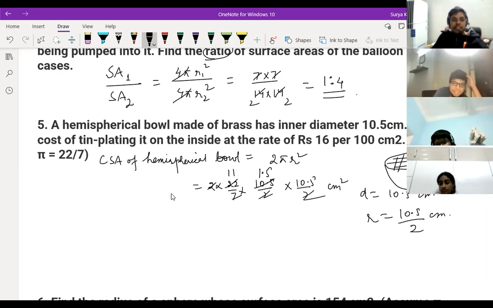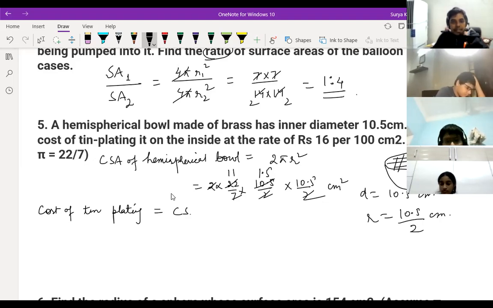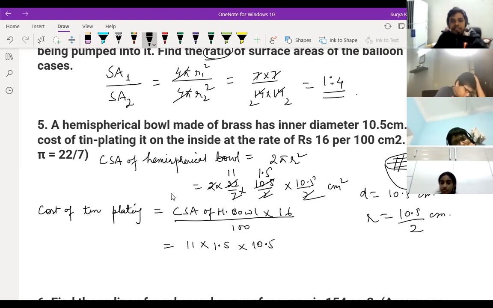Now the cost of tin plating is equal to CSA of hemispherical bowl multiplied by 16 divided by 100. So for CSA of hemispherical bowl, just write whatever you got: 11 into 1.5 multiplied by 10.5 divided by 100 into 16. Is it clear, children? Remove this point and this point, and you multiply by 100 again. Now we try to cancel.